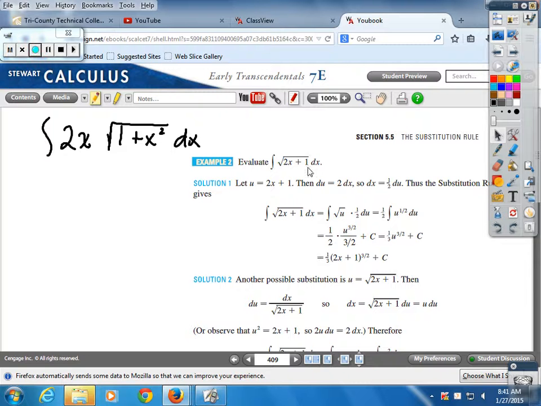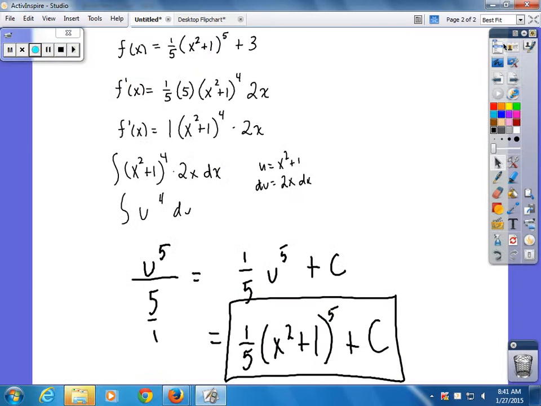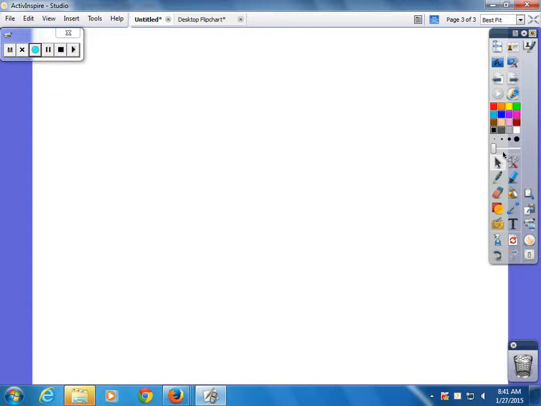All right, let's take something simple like this one. Square root of 2x plus 1. Start off simple. Square root of 2x plus 1. Take the antiderivative. Antiderivative of square root of 2x plus 1 dx.